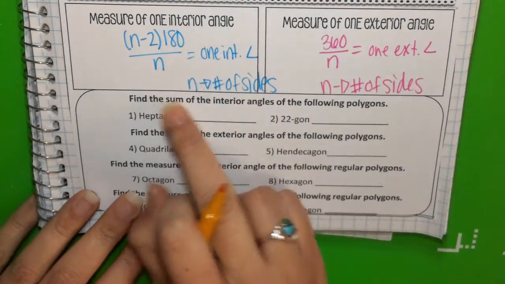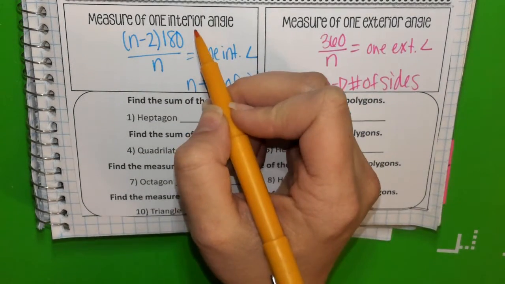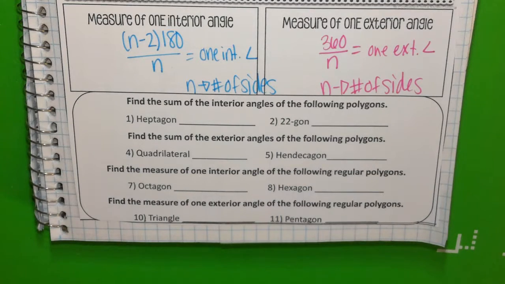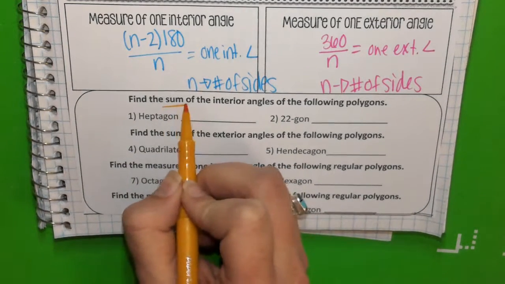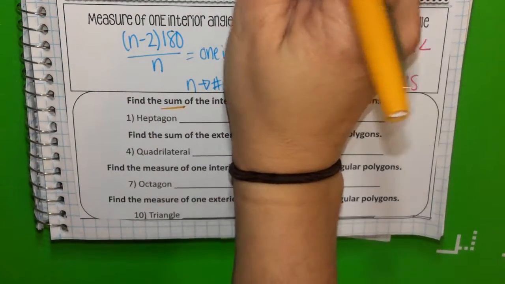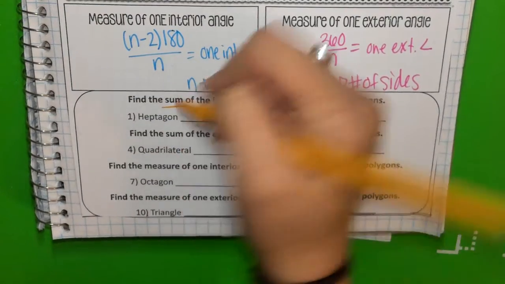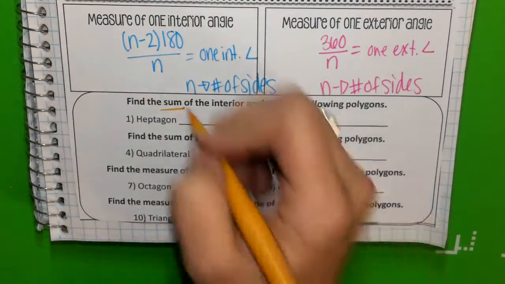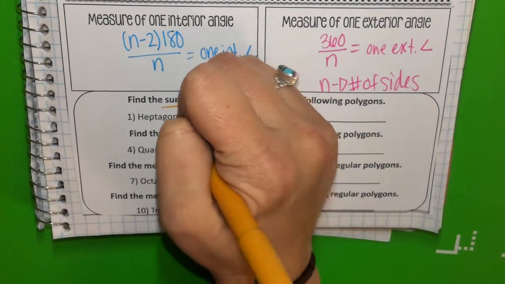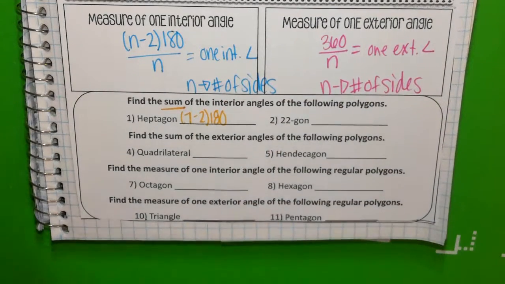Alright, so to find the sum of the interior angles, are we going to use the one for one interior angle or the one at the top for all of them? It says find the sum, right? So we're going to use the one that says sum. It's got to match up. So what's a heptagon? How many sides does a heptagon have? 7. Alright, so we're going to do 7 minus 2 times 180.